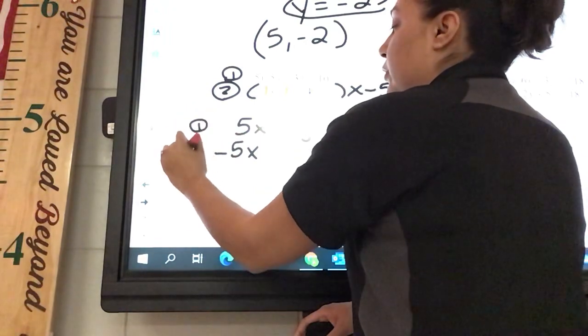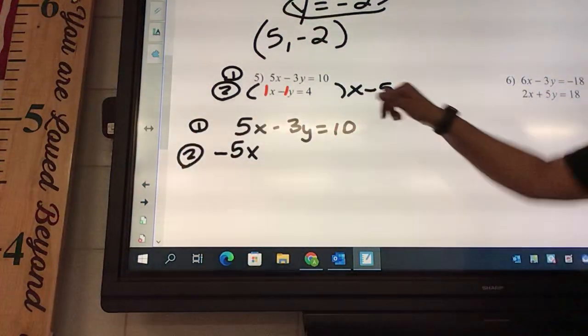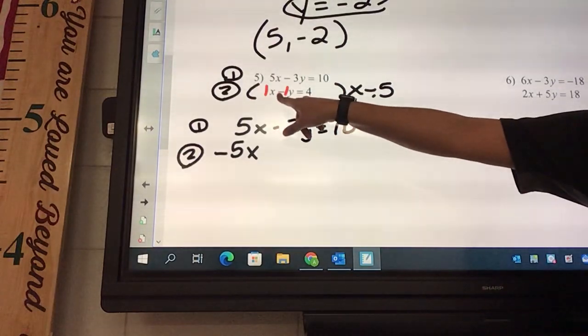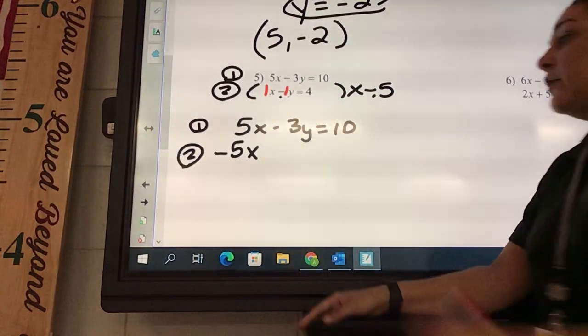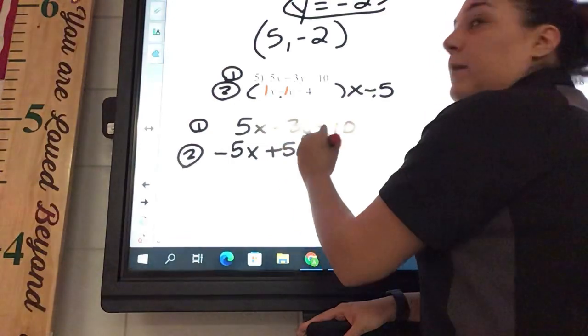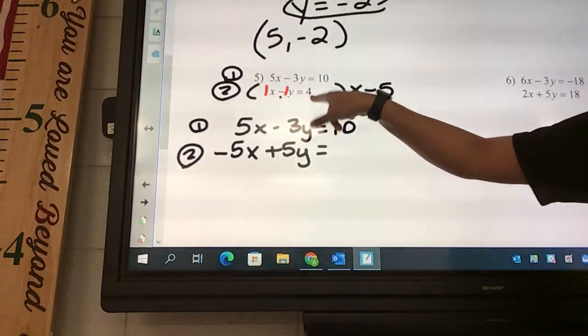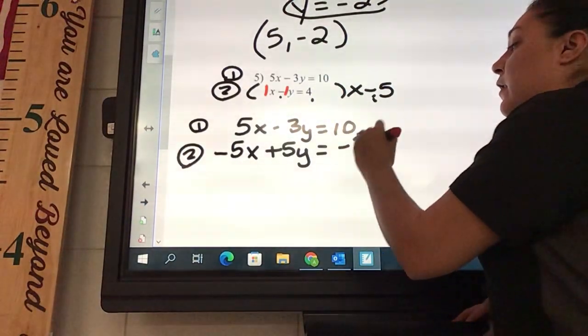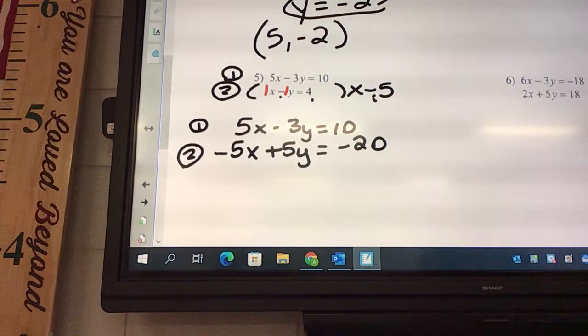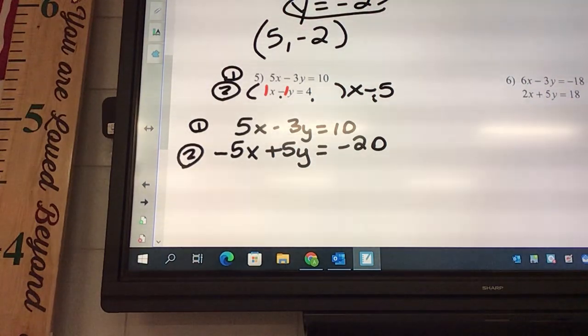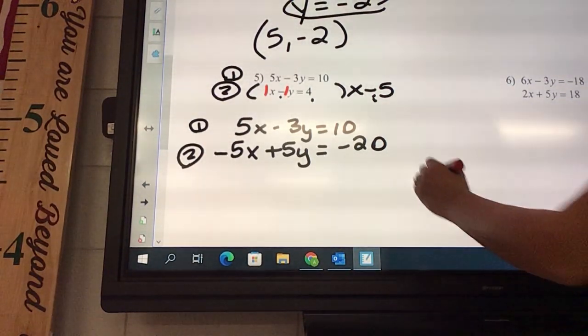Okay, remember, this is equation 1, this is equation 2. Negative 5 times negative 1. 5. So it's going to be a plus 5y equals negative 5 times 4. Negative 20. Okay, you have to multiply each piece. Now, do you have two equations with the same number? Yeah, what is it? The x's, okay? One's a 5 and one's a negative 5. And so, because the signs are different, you can just add the two equations together.